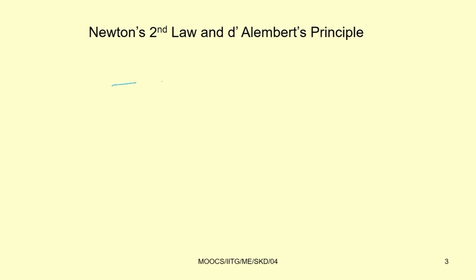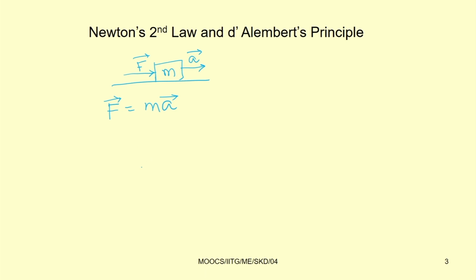You are already familiar with Newton's second law. If you have a mass m subjected to a force F, it will have an acceleration a. If we know from our kinematic analysis how to derive the acceleration of the system, then we can apply the formula F equal to mass into acceleration. This is for simple systems, where F is the force vector and a is the acceleration vector. So F equal to ma.